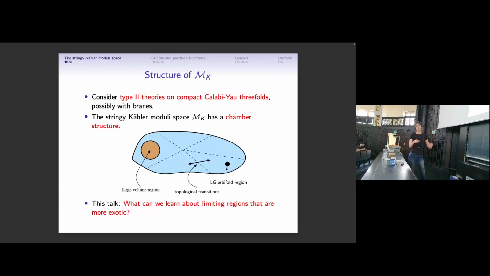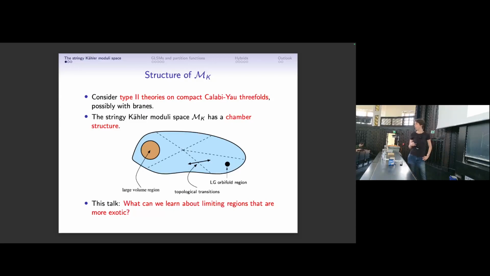And this has lots of structure, and in particular there is a chamber structure in this Kähler moduli space. And of course there are regions that are very well understood, which are the large volume regions. And then these boundaries of the chamber would correspond to the Kähler cone, but we all know very well that we can actually go outside of the Kähler cone, and if we're lucky, we're finding another geometric region via some flop or generalization thereof. But if you go to other limiting regions in the moduli space, you don't necessarily have to find a smooth geometry.